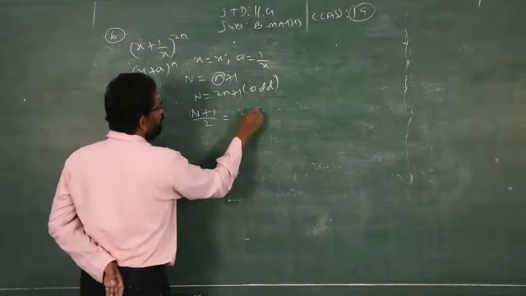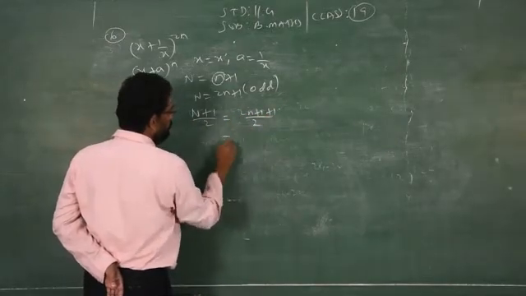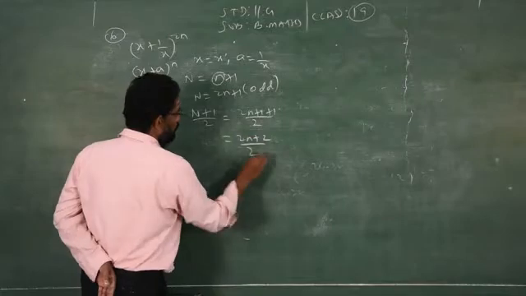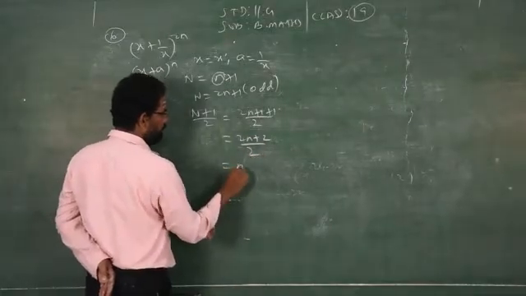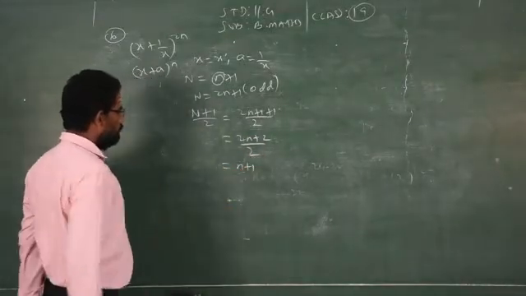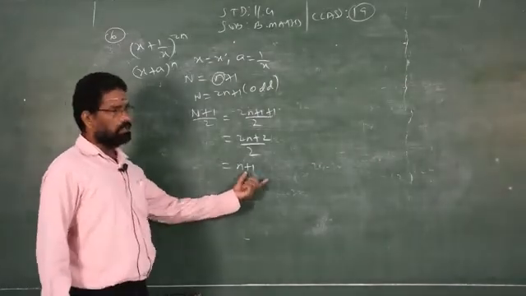If it is an odd number, then you have to find out (N plus 1) by 2, that is (2n plus 1 plus 1) by 2, which will give you (2n plus 2) by 2. If you take 2 outside, you will get how much? n plus 1. So you have to find out the independent term of the n plus 1th term.